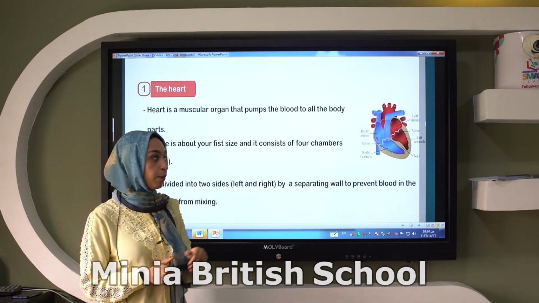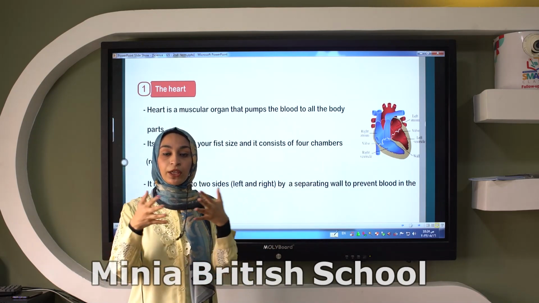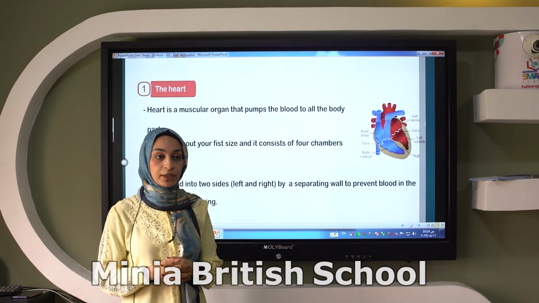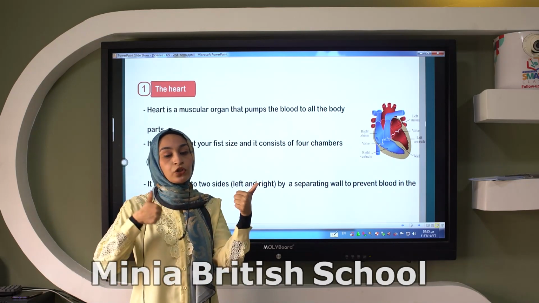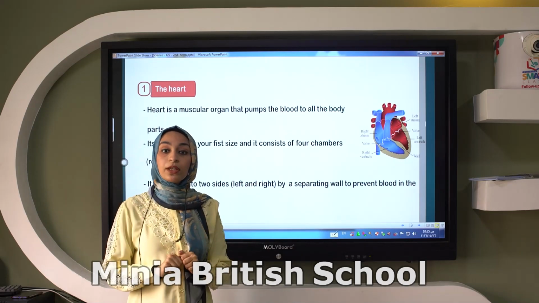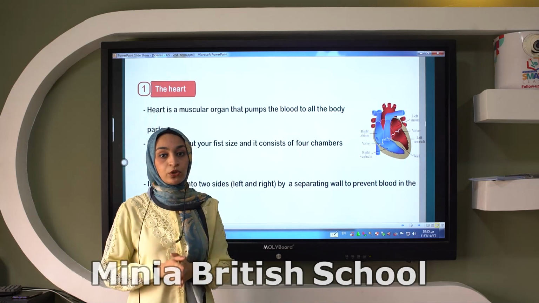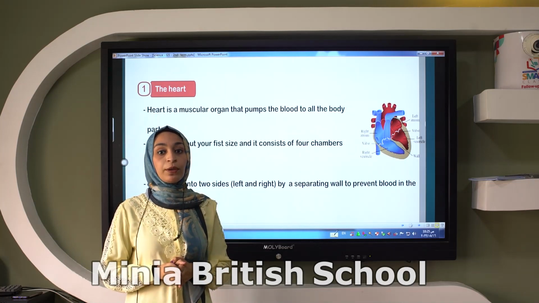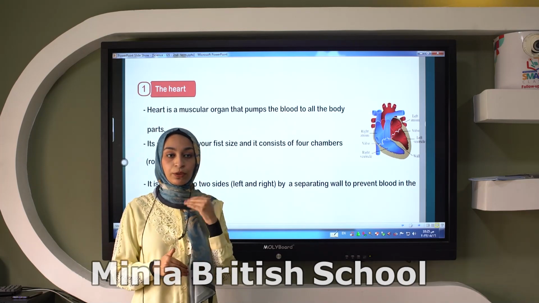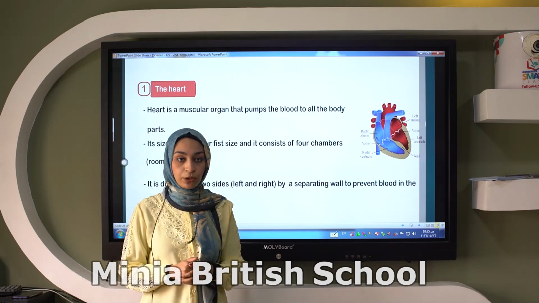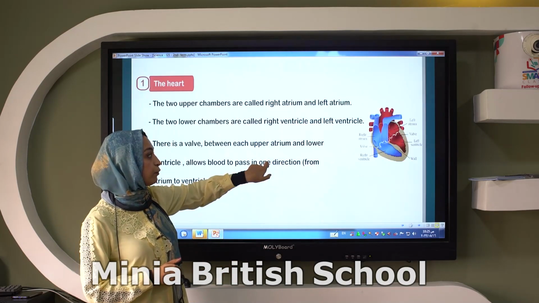But why is there a wall between the two sides? To prevent mixing of blood in both sides. So there is a difference between the function of the valve and the function of the wall separating the two sides, while the valve prevents the blood from returning back from the ventricle to the atrium. What about the blood vessels?